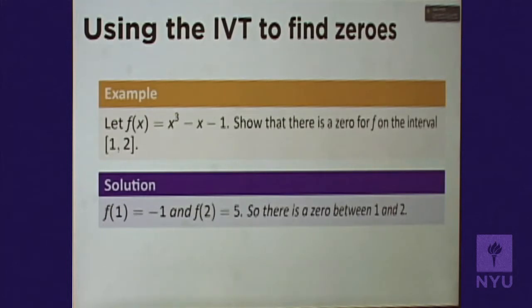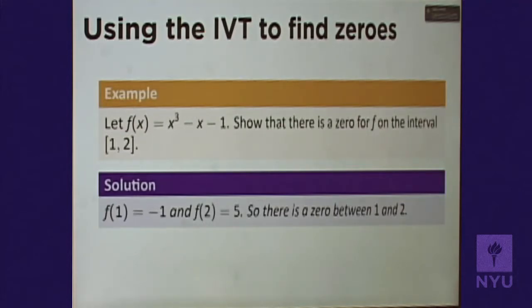Now, because this function is continuous, and it is continuous because it's a polynomial, the intermediate value theorem says that there is a number c in between 1 and 2 where f of c is equal to 0. All right, so that's quite satisfying because we've shown just by evaluating the function at 2 points that there must be a third point in between them where the function takes the value 0.